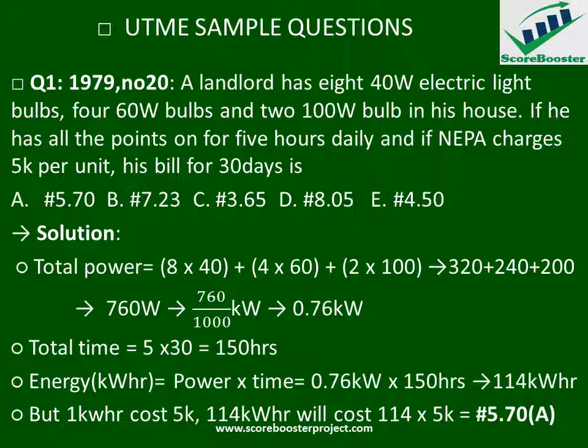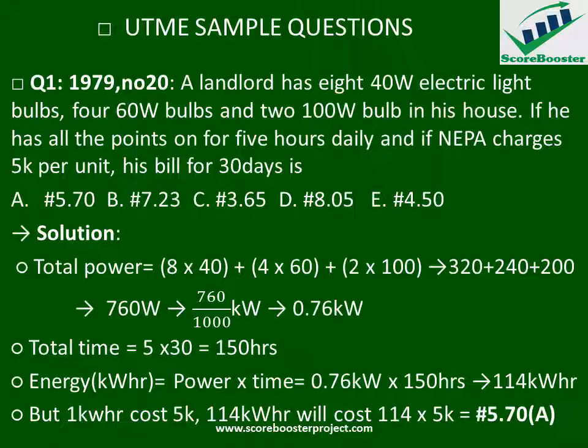But we need to convert it to kilowatts because they always bill the price based on kilowatt hour. So to convert 760 watt to kilowatts, you divide it by 1000. Kilo means divided by 1000. So 760 divided by 1000 will give us 0.76 kilowatts.